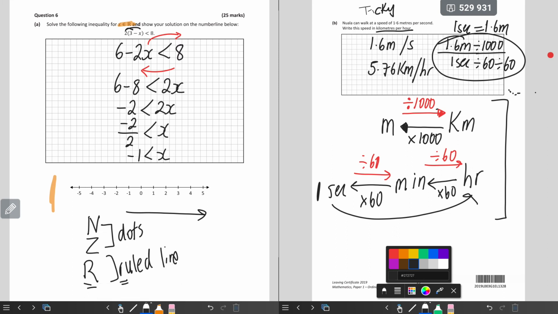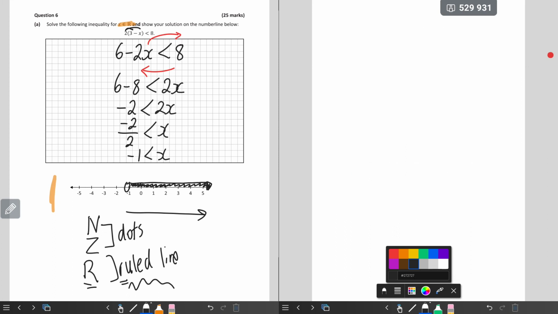For R, we use a ruled line. And then there's only one other thing that's going to affect us. So x is bigger than minus 1. I use a ruled line. Get a ruler for yourselves. And then the last thing you've got to decide, do you remember anything about that dot? Do I colour it in? No, good. Because it's not included. You'd only colour it in if it was bigger than or equal to. If it's included, you colour it in. So that means all them numbers satisfy that inequality. Good.